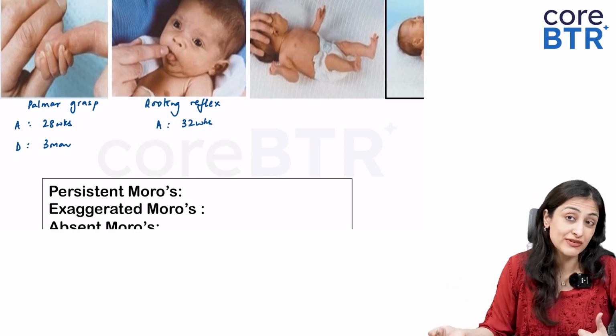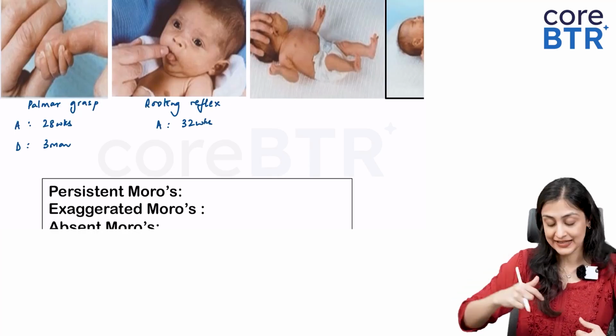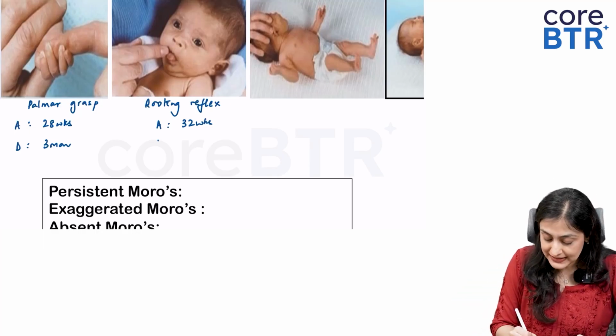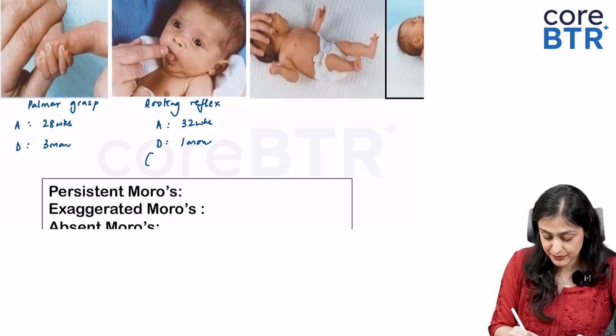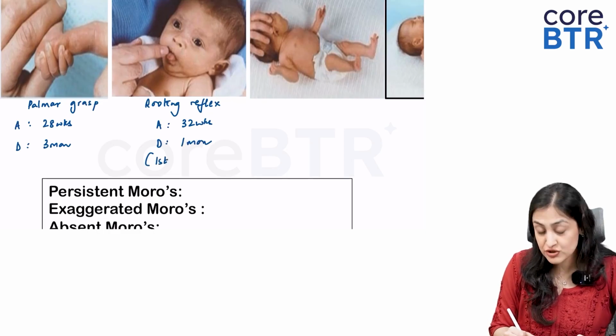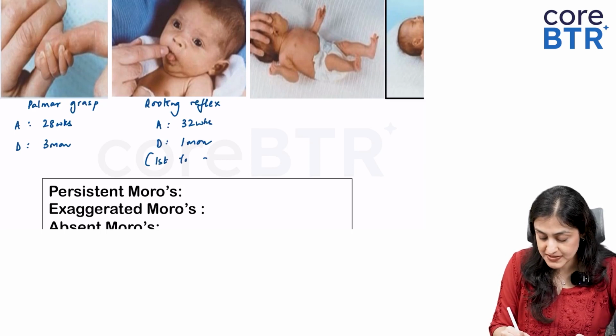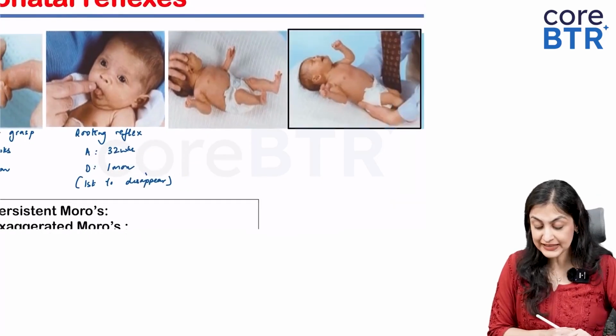This also appears at 32 weeks, and that's why you could start breastfeeding as early as 34 weeks, and you could do spoon feeding at 32. So we will learn that. And this is the first one to disappear. So very, very important, 1 month disappear. So the question here is, which is the first reflex to disappear? That is rooting reflex.